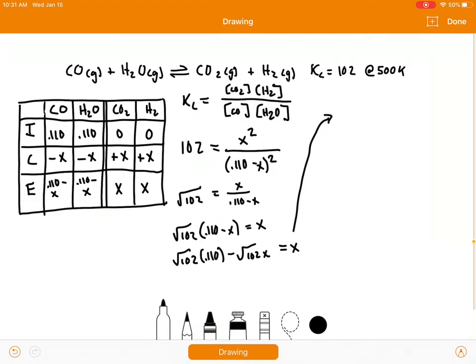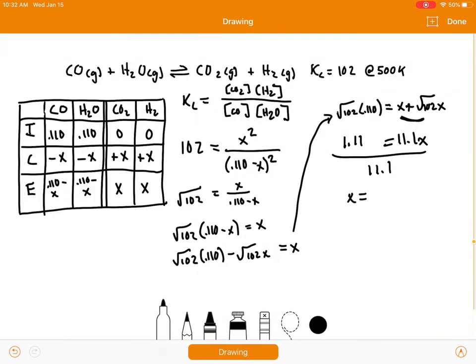Get all your x's on the same side. I'm going to go ahead and take my work up here so I don't run out of space. And you'll get the square root of 102 times 0.110 equals x plus the square root of 102 times x. The square root of 102 is about 10.1. So when you add these two together, 10.1 plus 1 is 11.1x. And then 10.1 times 0.110 is 1.11. And then divide both sides by 11.1. You get x is equal to 0.100.